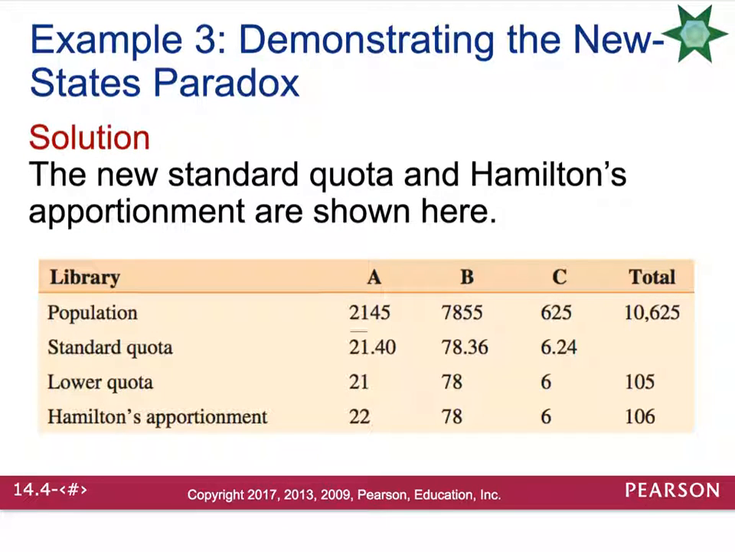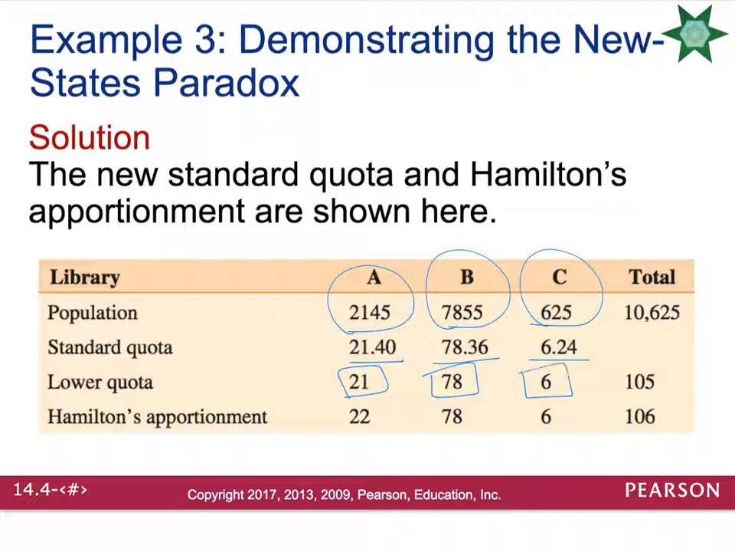So if you go through and you take each population and you divide it by your standard divisor, you're going to get 21.4, which we round down to 21, 78.36, round down to 78, 6.24, round down to 6. Now, if you add them all together, they only make 105. So one library is going to get the extra computer. The one with the highest decimal is Library A. So Library A is going to get 22 computers. Library B is going to have 78 computers. And Library C is going to have 6.